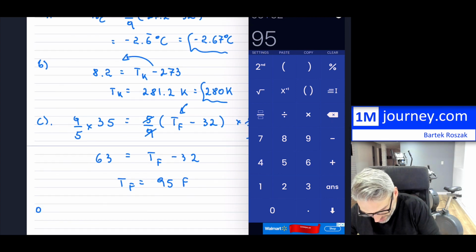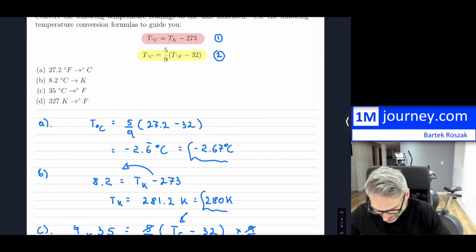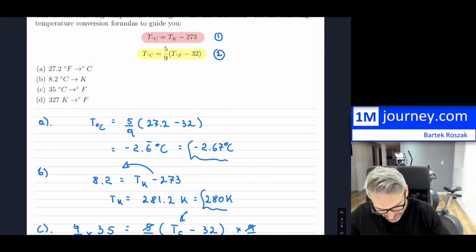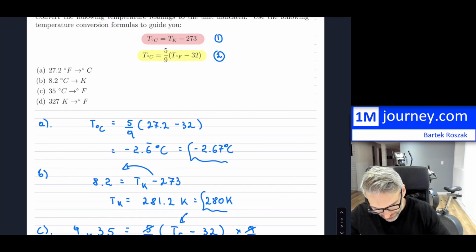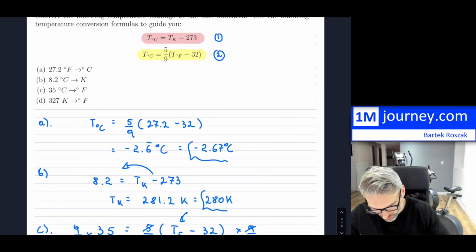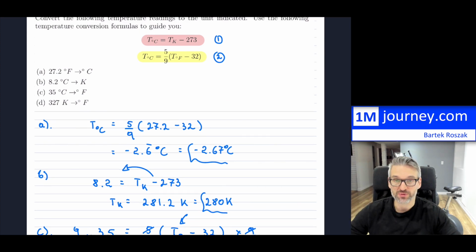Okay, so now part D of this question. So let's take a look there. So 327 Kelvin to Fahrenheit. Now this is going to be a little bit more work. If you take equation number 1, we can change the Kelvin to degrees Celsius, right? That's something that we can very easily do from equation number 1.